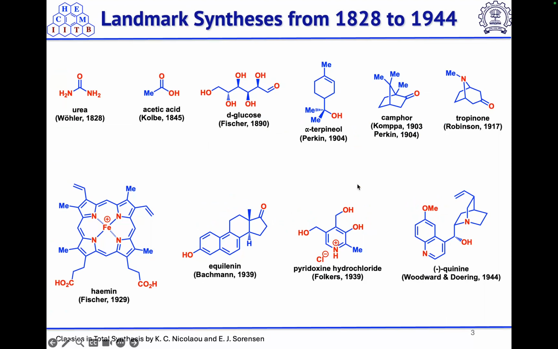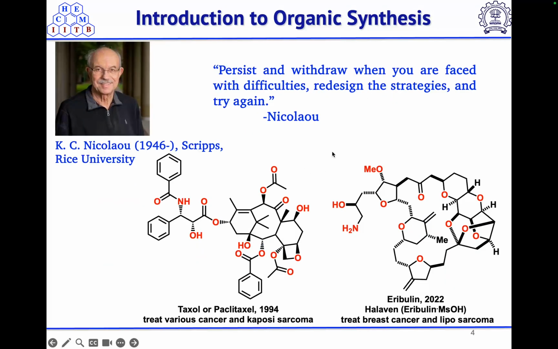So those who joined now, here you can see some beautiful syntheses between 1828 and 1944. From the beginning, the synthesis of urea was done by Wöhler in 1828. Like that, many molecules have been synthesized in this duration. Okay, so now I will come to the next slide.